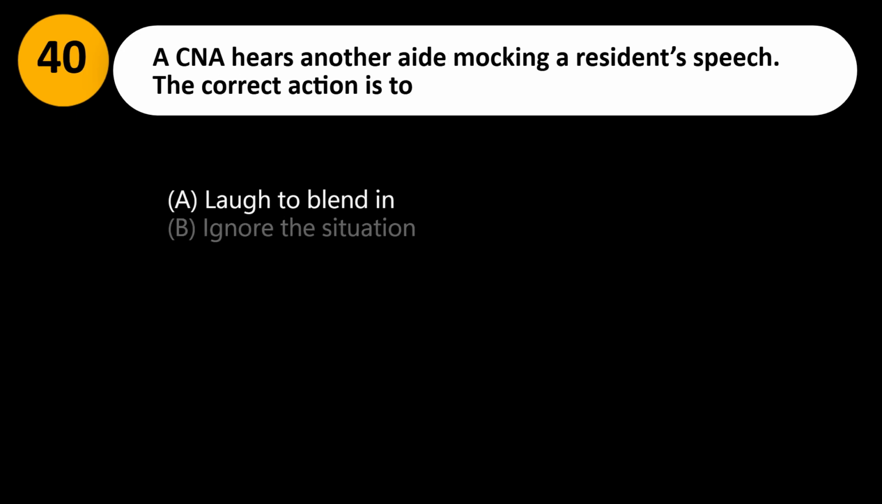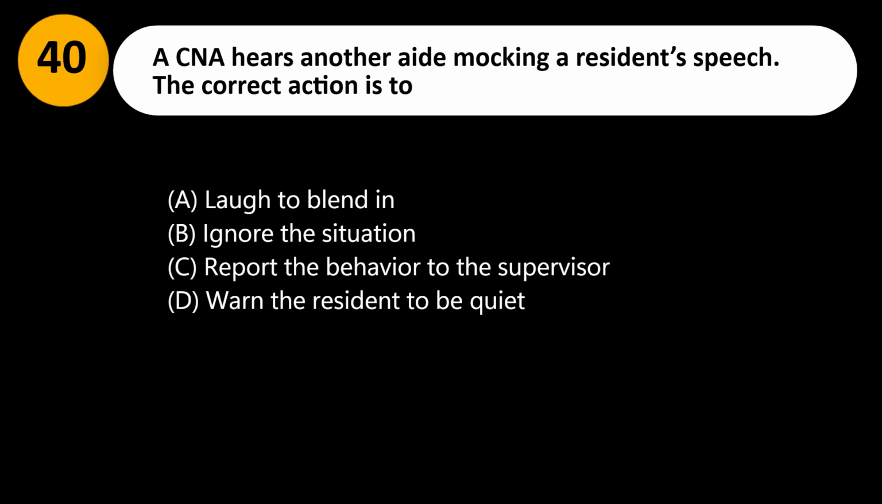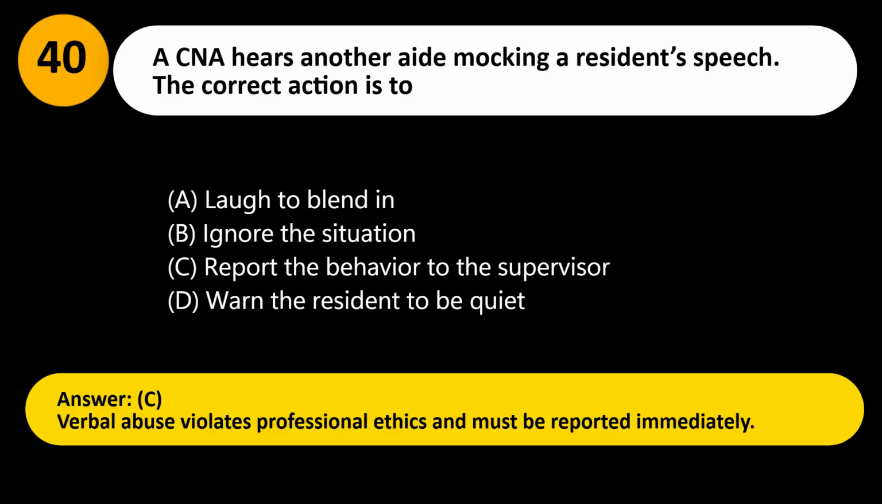A CNA hears another aide mocking a resident's speech. The correct action is to A. Laugh to blend in. B. Ignore the situation. C. Report the behavior to the supervisor. D. Warn the resident to be quiet. Answer: C. Verbal abuse violates professional ethics and must be reported immediately.